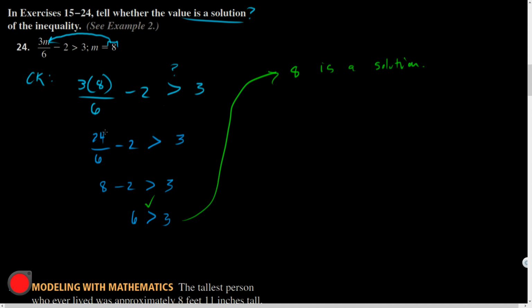I was too excited about PEMDAS. 24 divided by 6 is 4. 4 minus 2, that's 2. Is 2 bigger than 3? No. 8 is not a solution. Wow, with the save, friends. Thank you. I appreciate you folks.